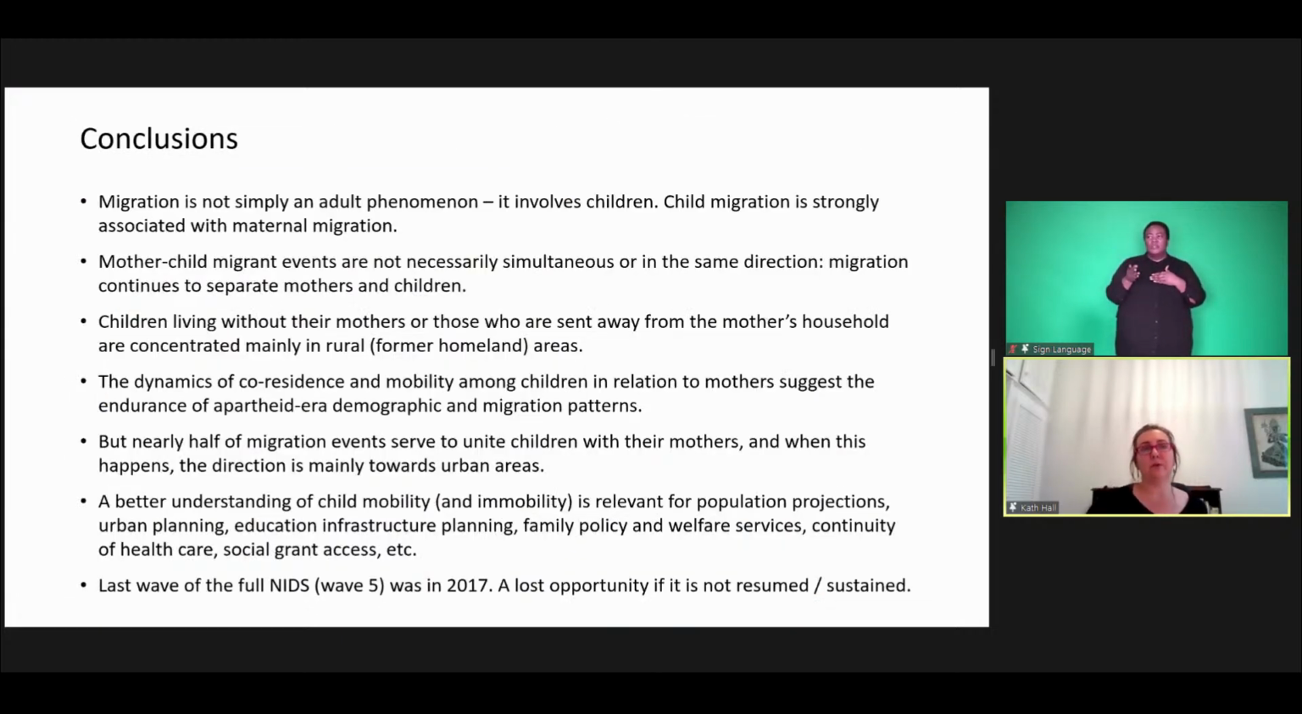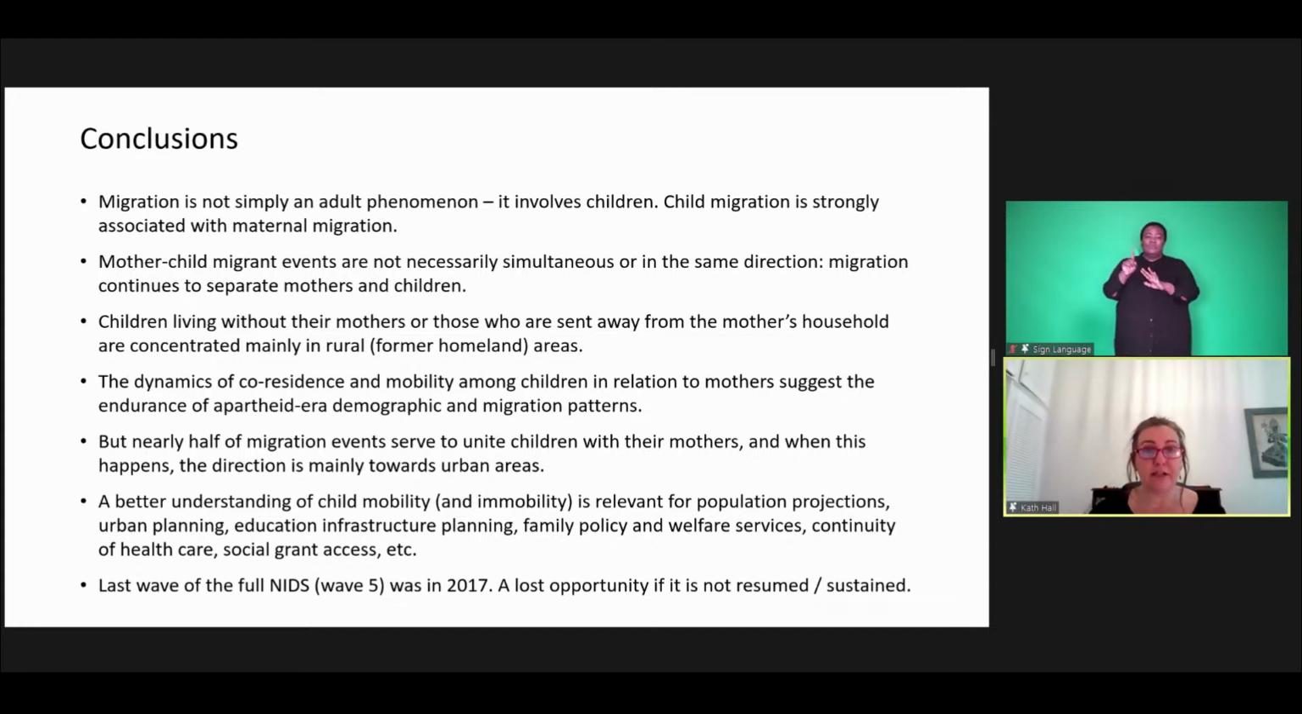So in conclusion, the main findings are that migration obviously is not simply an adult phenomenon. It involves children, that mother-child migration events are not necessarily simultaneous or in the same direction. It continues to separate mothers and children. The children living without their mothers or those who are sent away are concentrated mainly in the former homeland areas, and this suggests the endurance of apartheid-era demographic and migration patterns.